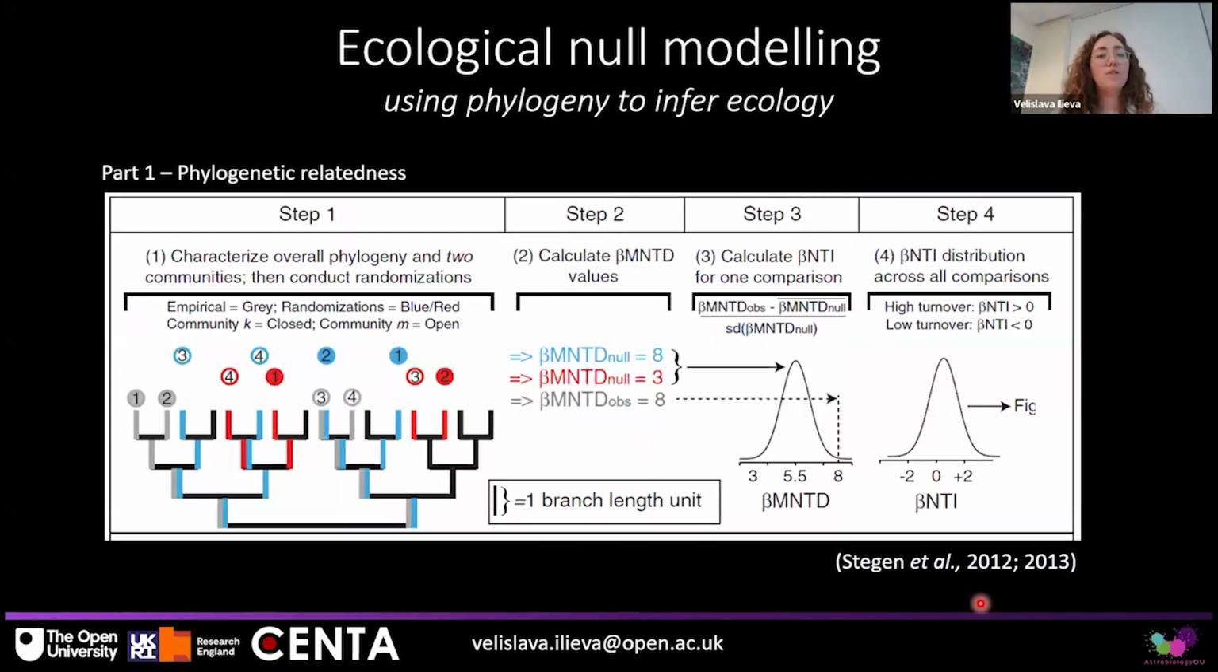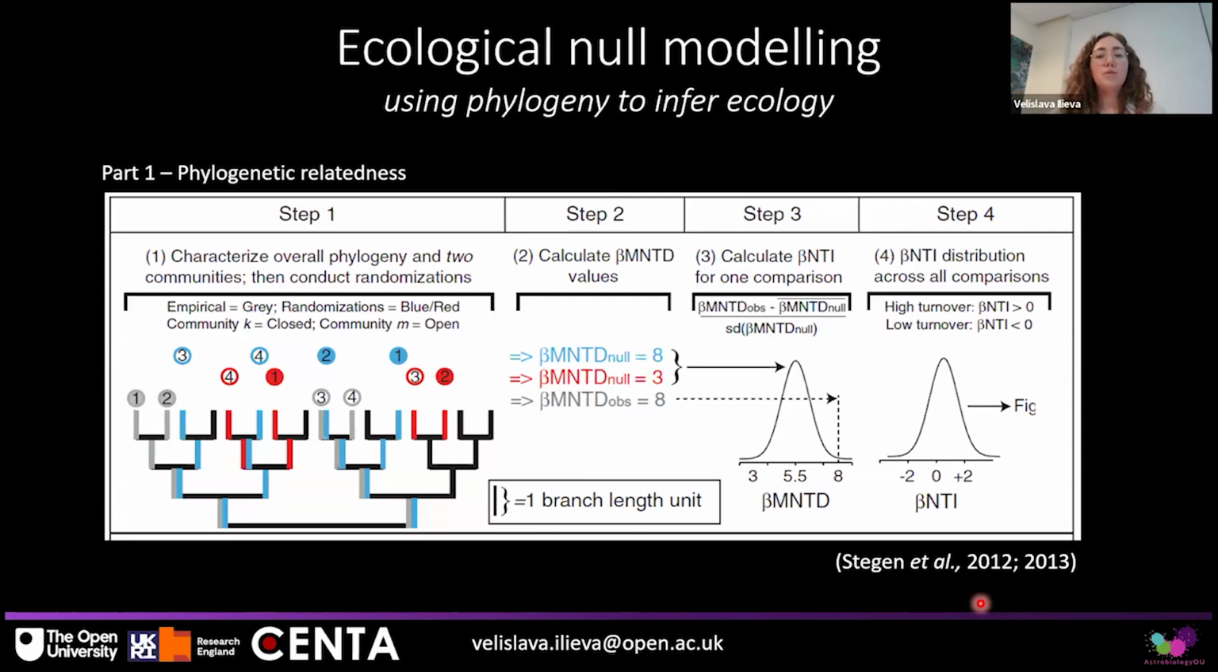So in part one, the phylogenetic relatedness. All of this was done by a package in R. I didn't do any of the maths by myself, but this is just a very, very superficial walkthrough of what those packages are actually doing. When thinking about community A and community B, for example, first we need to identify how related they are in terms of phylogenetic distance.